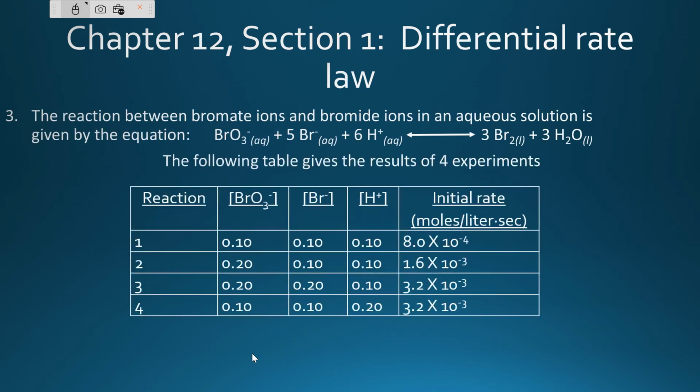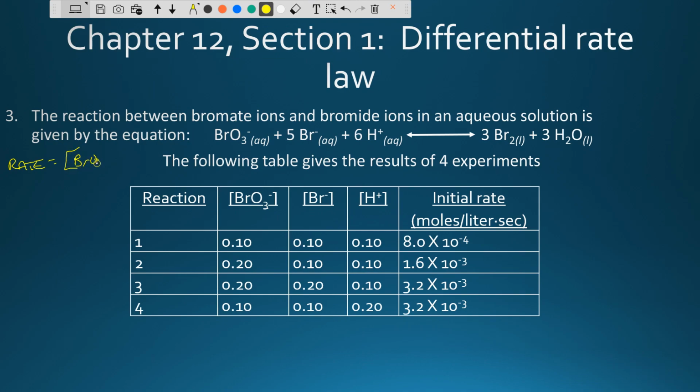And we want to see, given the following table with 4 experiments going on, we want to find the reaction order of those things. So what is my rate law? Okay, my rate law would be a function of my bromate, BrO3 to the negative, to the x, times my bromide to the y, times my hydrogen ion to the z. Okay, we want to keep track of those things.